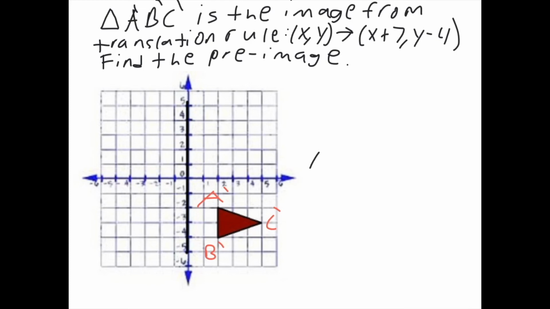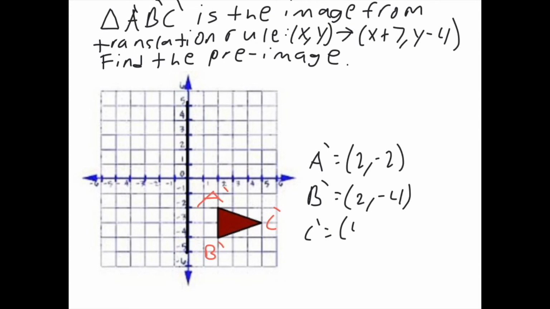So we see that A prime is the point (2, -2). B prime is the point (2, -4). And C prime is the point (5, -3). So using that and the translation rule, we want to find what the original pre-image was. So we want to find what was A, what was B, and what was C.